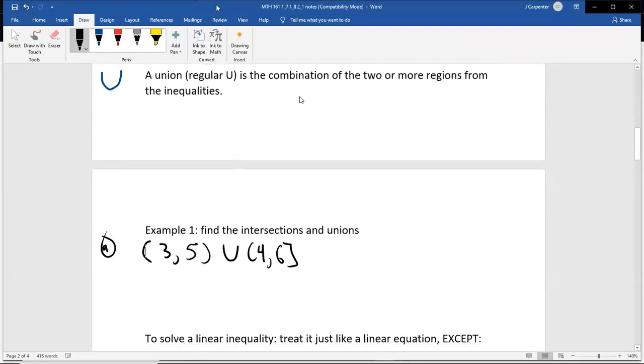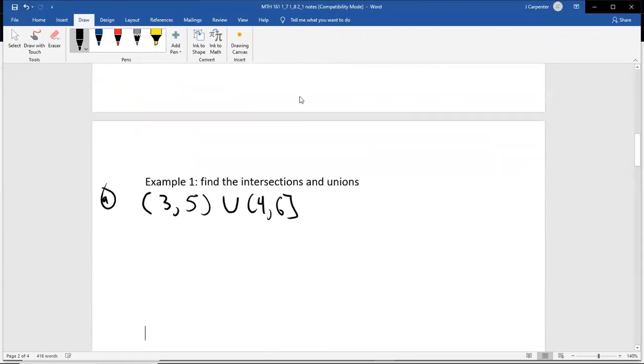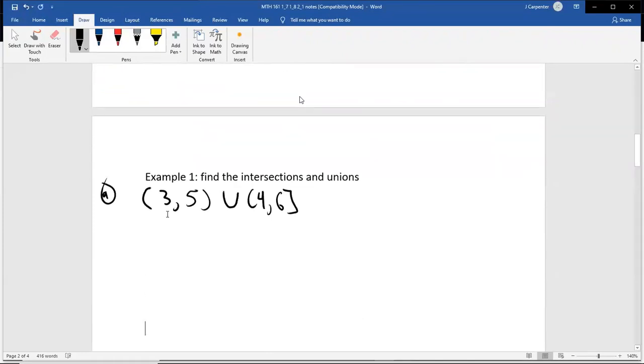So just doing whichever one I ask for, which I'll do the intersections and unions for most of them at least. 3, 5, so these are in interval notation, and then union with 4, 6. So I'm going to do the 3, 5 on a number line. So the numbers I need are 3, 4, 5, and 6 clearly.